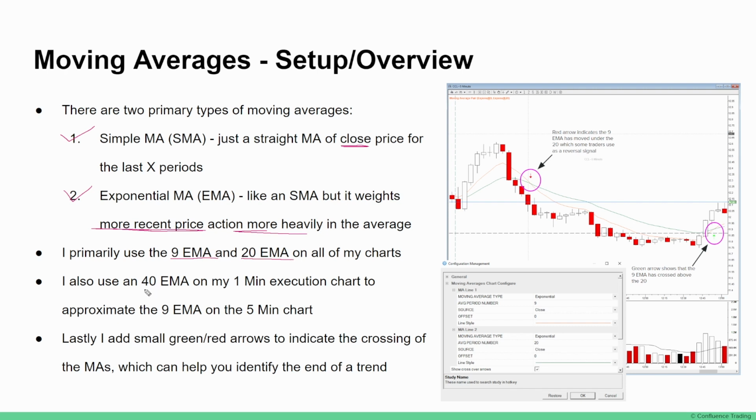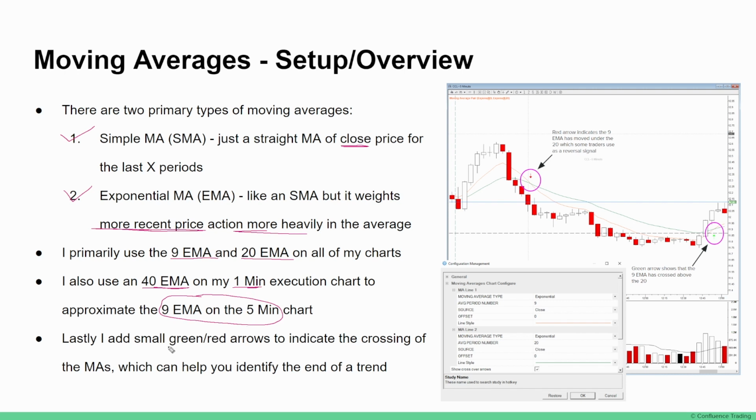I also then use a 40 EMA only on my 1-minute chart, because the 40 EMA on the 1-minute essentially equals out to what the 9 EMA on the 5-minute chart would be. That just keeps me from having to move my vision between my 1-minute chart and my 5-minute chart back and forth, because I mostly care about the 9 EMA on the 5-minute for a lot of my strategies, but I want to be able to see that on my execution time frame, which is a 1-minute chart. So hopefully that wasn't too confusing.